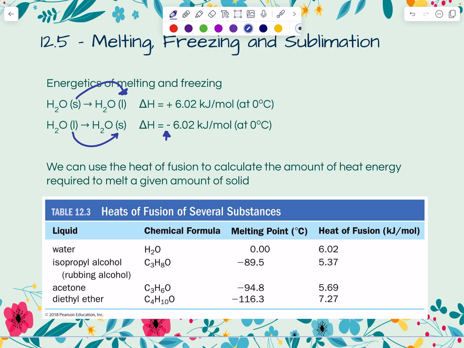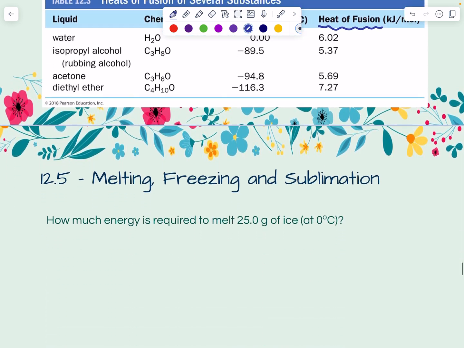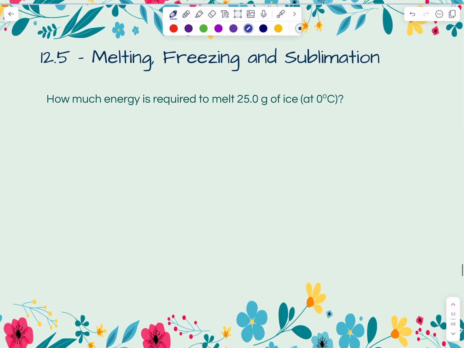Lose 6.02 kilojoules per mole. This is called the heat of fusion, or the delta H of fusion, right? So the delta H fus is that energy that needs to go from solid to liquid and vice versa. In the same way that we did these problems with boiling and vaporizing, we can do this with freezing.